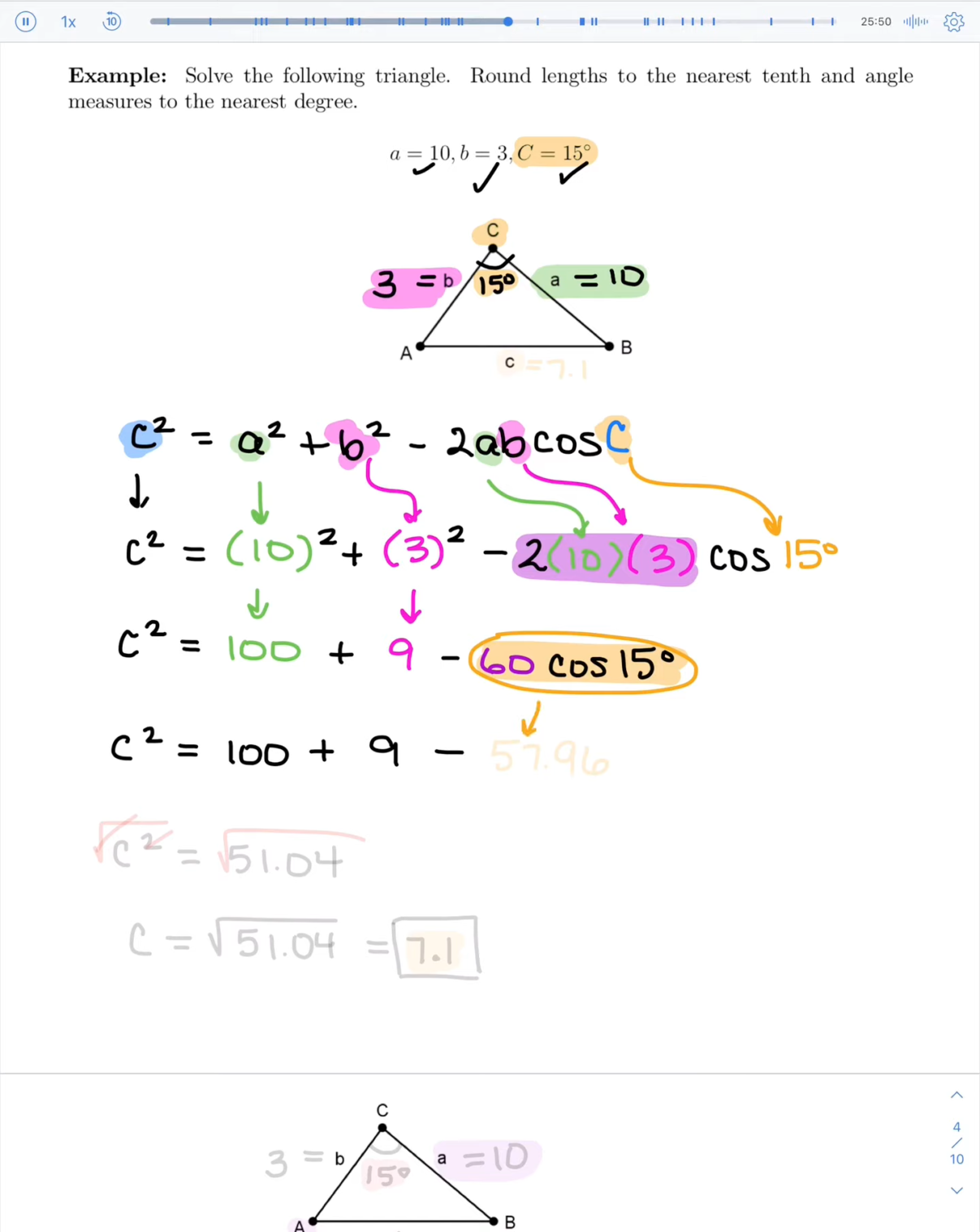Well, what we get is 57.96. Now continuing along, let's do our regular arithmetic. We have C squared equals 100 plus 9, working from left to right, which would be 109. And then we'd subtract 57.96. So 100 plus 9 minus 57.96 would give us a total of 51.04. We're not done yet.